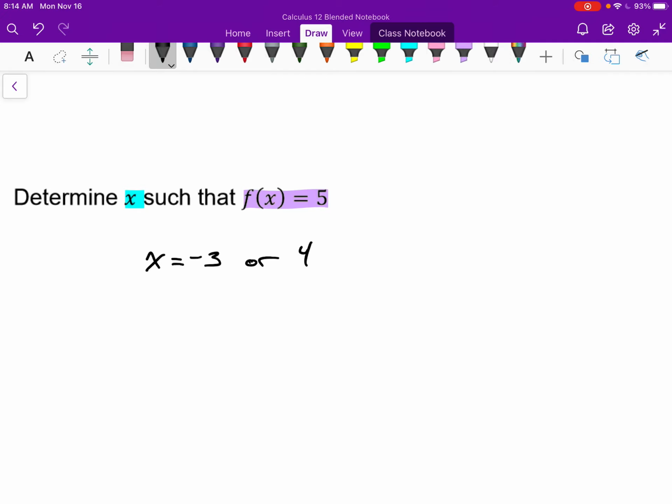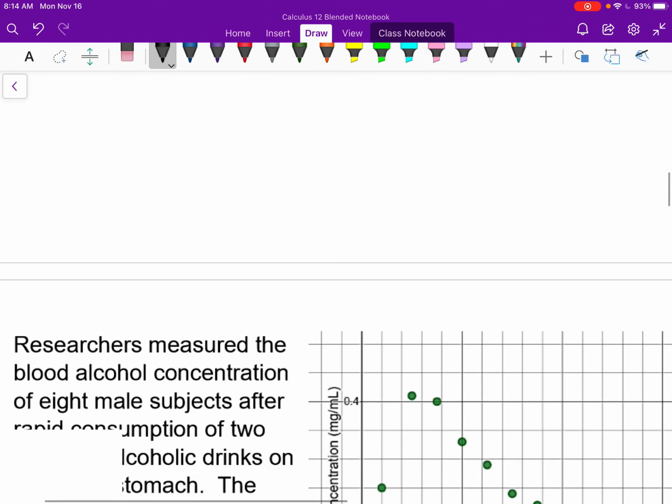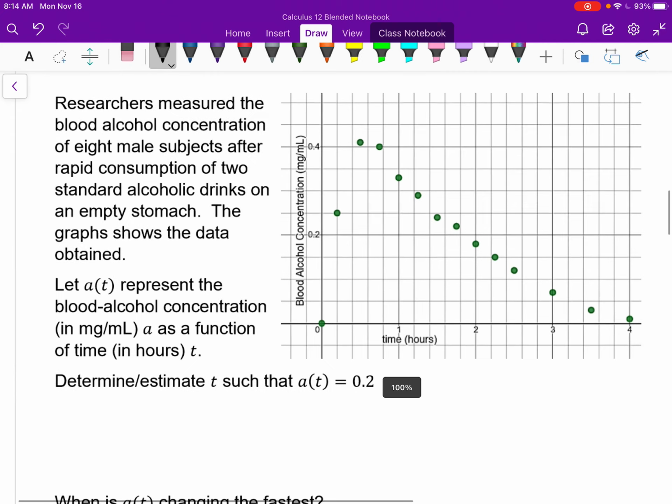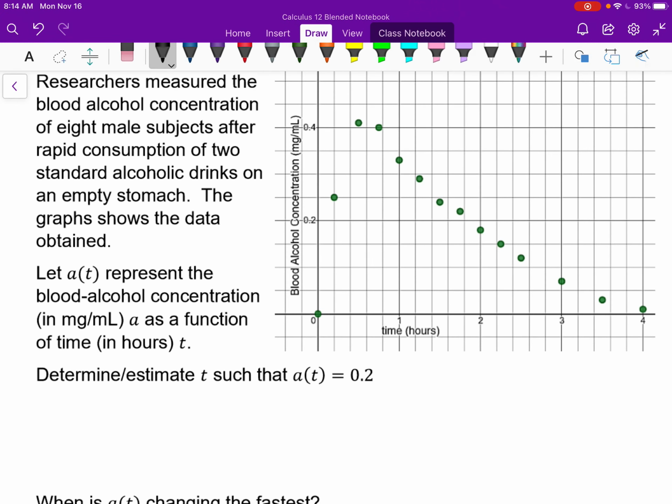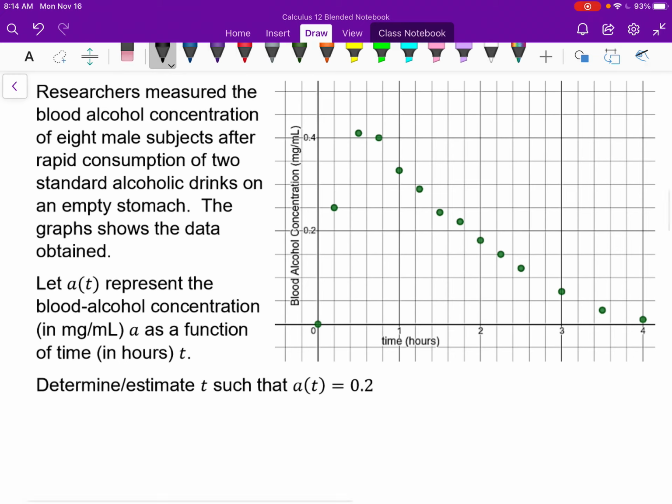All right, with that said, the last question is based on some actual data. And so what we have here is a scatter plot of some actual data, and I kind of took this from the textbook, in which it says the researchers measured the blood alcohol concentration of 8 male subjects after the rapid consumption of 2 standard alcoholic drinks on an empty stomach. So essentially, 8 guys were given 2 shots of alcohol without any food in their stomach. And over the period of 4 hours, the researchers took measurements of their blood alcohol concentrations.